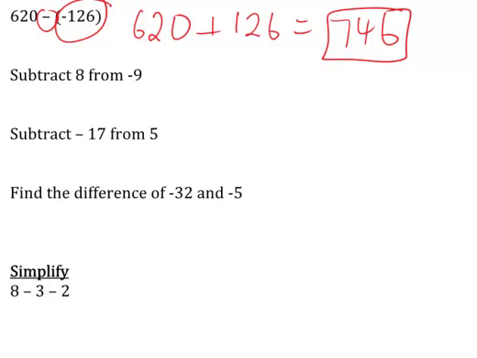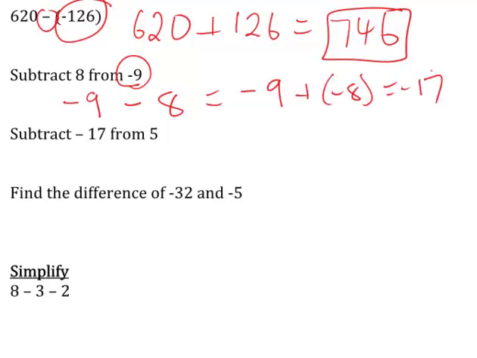All right, so the next couple problems here say we're going to do some subtracting, but it says subtract 8 from negative 9. Anytime it says to subtract one number from another one, that number needs to be written first. So negative 9 minus 8 is going to become negative 9 plus a negative 8, that leaves me with a negative 17.